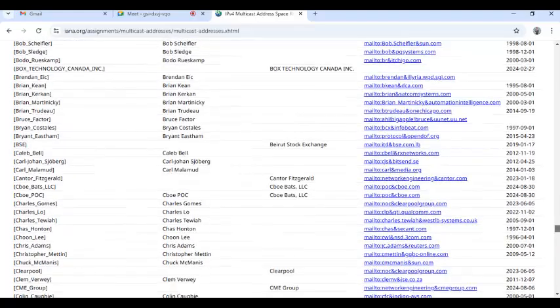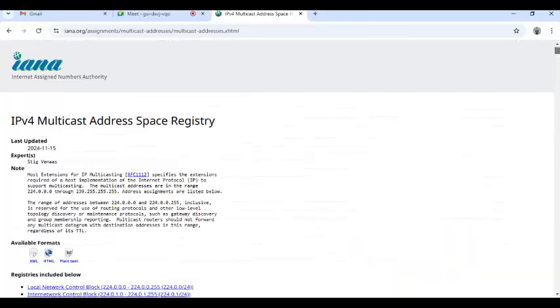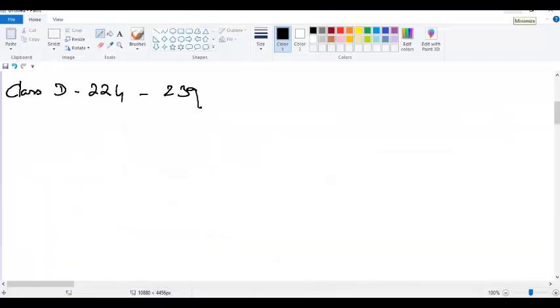Okay, so in our example, we will be using 239 in the first octet. These addresses, starting from 224 to 239, you cannot assign to a NIC card. You cannot assign to a particular port. Try assigning, it will throw an error. It can be assigned only by using IGMP.